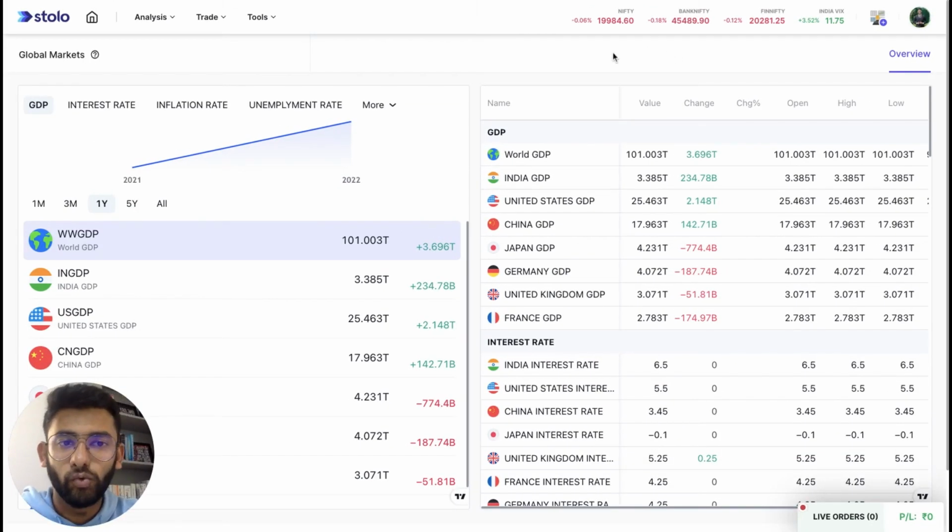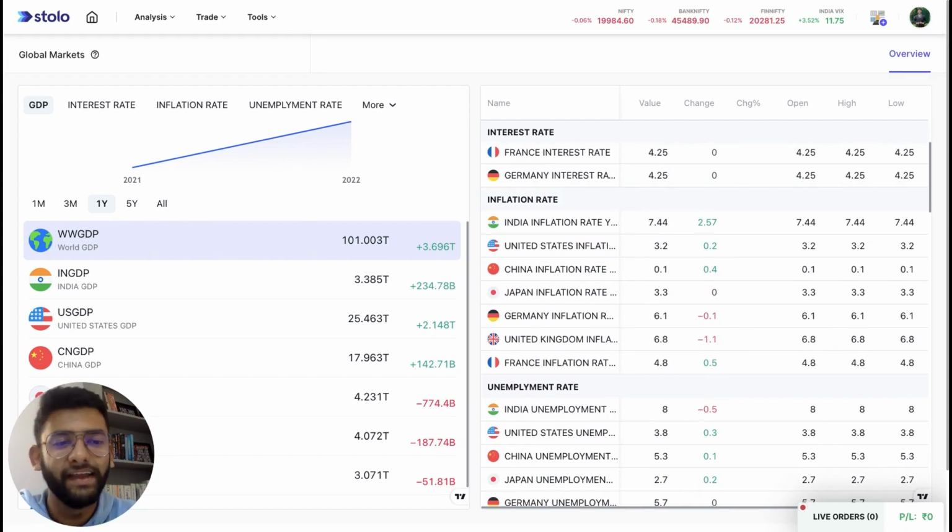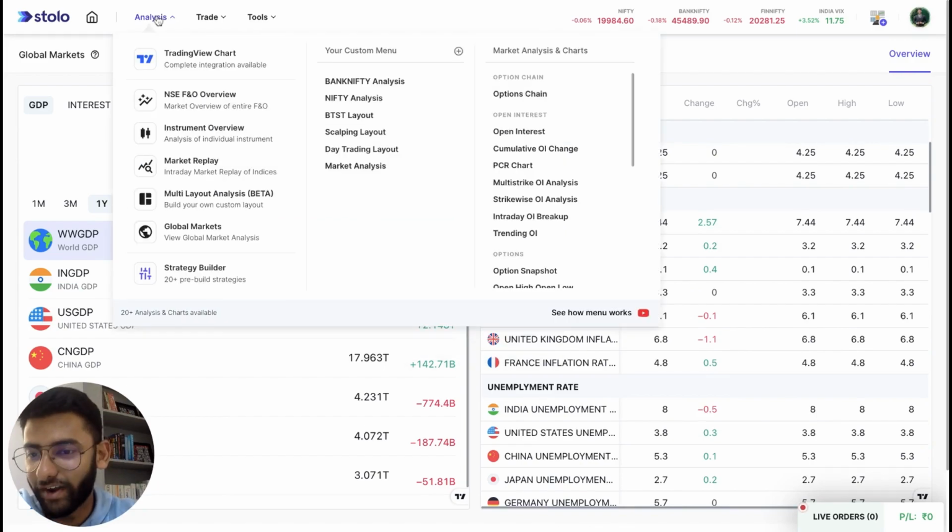Yes. So coming to the global markets, right? So global markets, this is a complete overview of the macroeconomics, right? So you would get to know the world GDP, the interest rate, inflation rate, employment rate, and much more data, right?